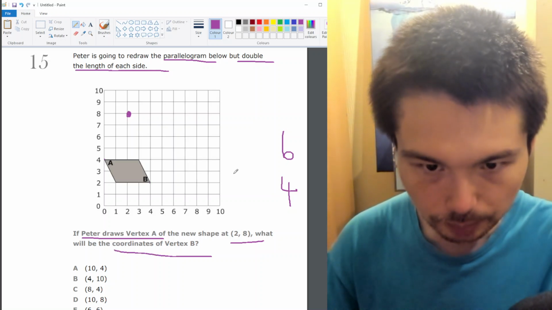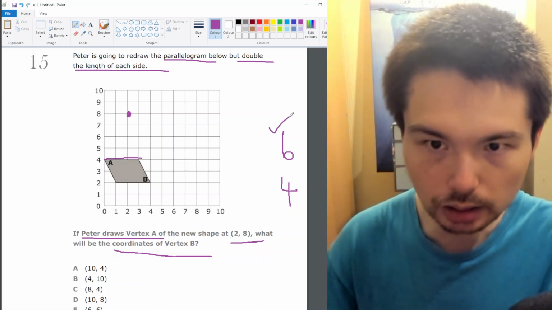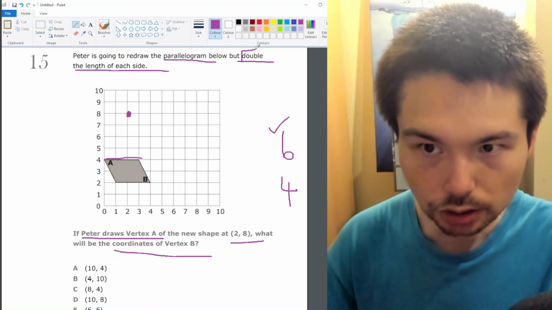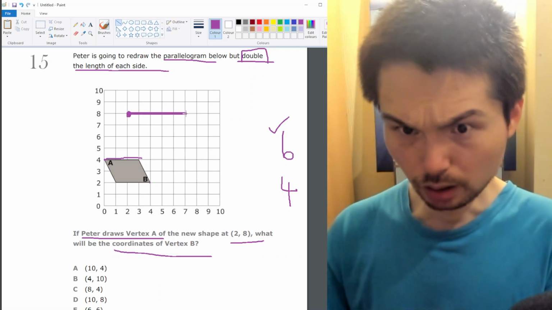Yeah, fair comment. The top is 3. We know it will be 6. We are doubling each side. Let's quickly draw that. 1, 2, 3. 4, 5, 6.